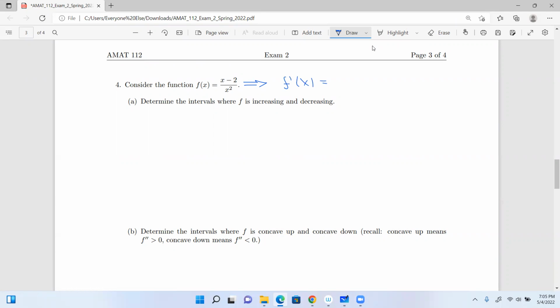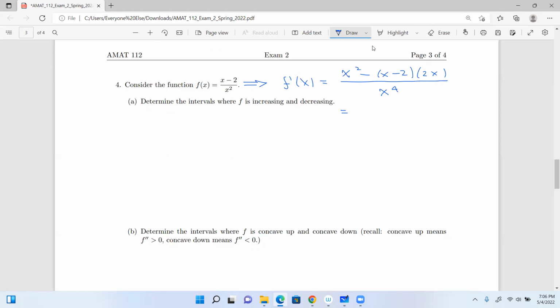For this, we're going to need the quotient rule. And again, some people messed this up. I guess they forgot the quotient rule, or maybe forgot exactly how it went. The quotient rule says that you take the derivative of the function in the numerator, which is just 1, the derivative of x minus 2, times the function in the denominator, minus the function in the numerator times the derivative of the function in the denominator, which is just 2x. And that's all divided by the denominator squared, which is x to the 4th.